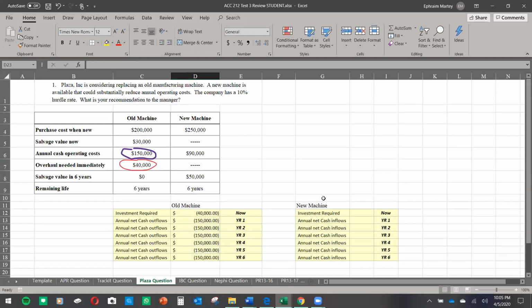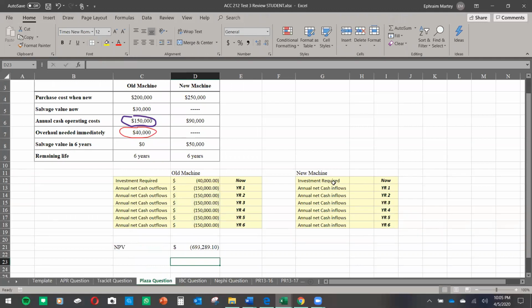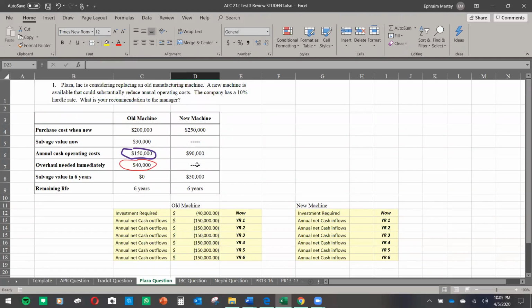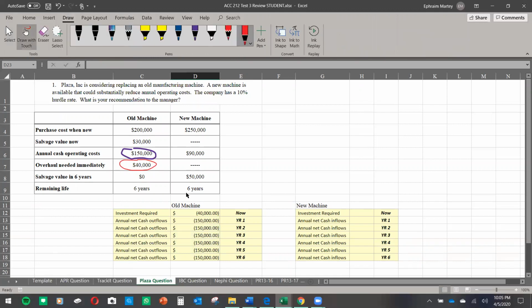Good. Now let's move on to the new machine. What is the initial investment that we need to make in our new machine? The purchase cost is 250,000. But because we are buying a new machine, we will be getting rid of the old machine, and the old machine is worth 30,000. So we will have that cash coming to us right now. We will spend this, but we will have this cash.